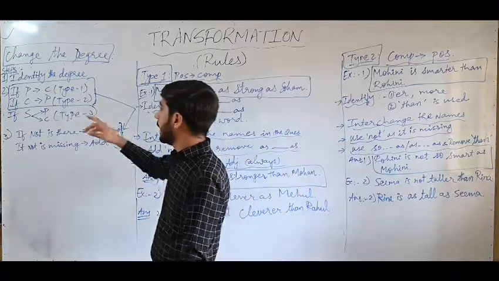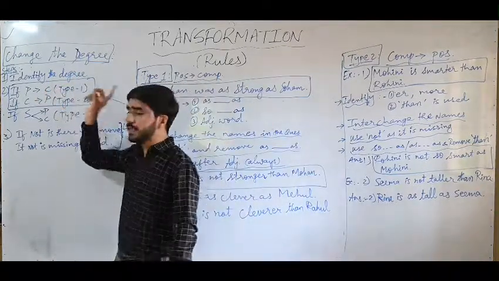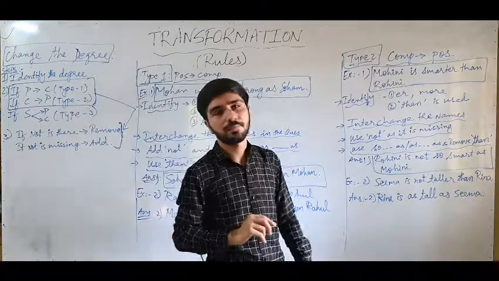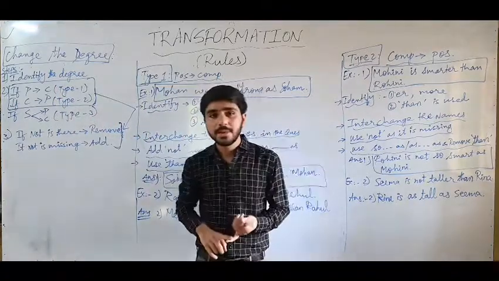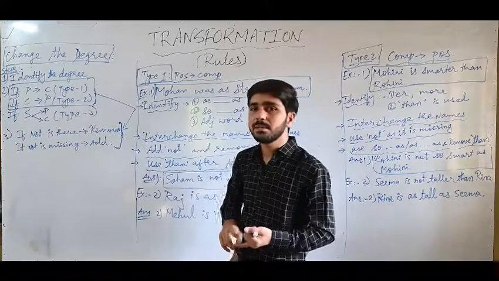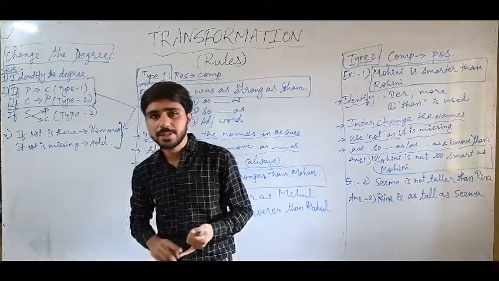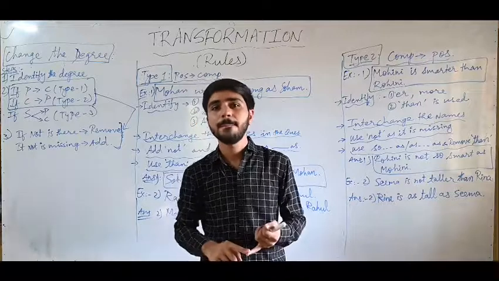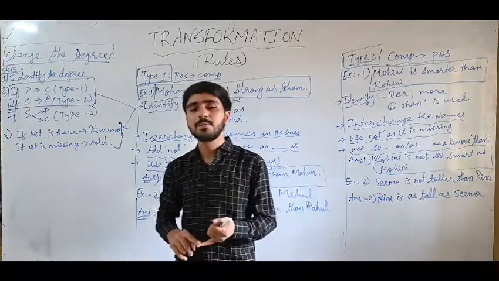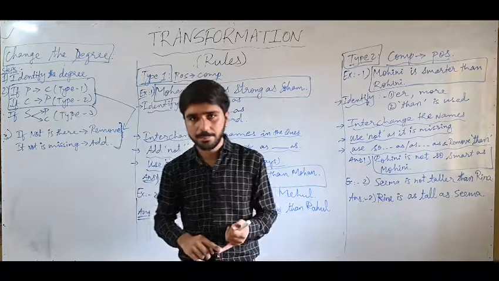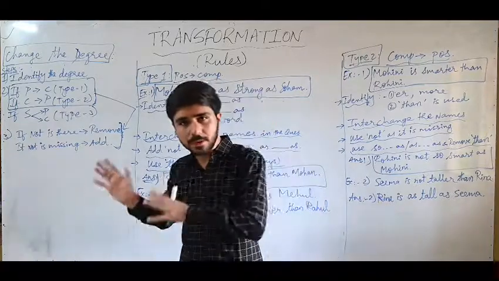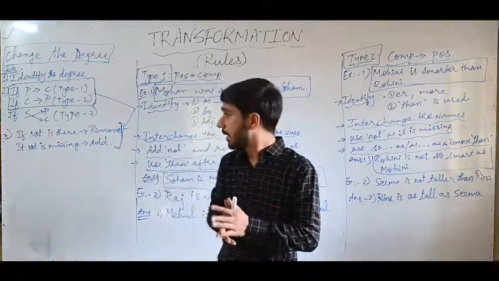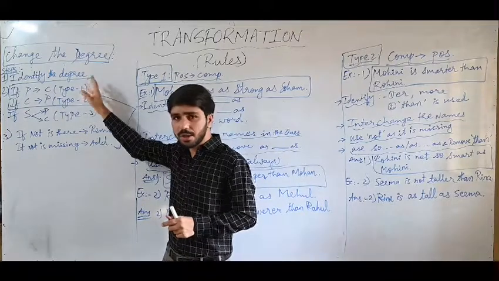Now, first step is identify the degree. How will you identify the degree? If it is given, you have to see the adjective. For example, small, smaller, smallest. If it is small, then it is positive degree. If it is smaller, then it is comparative degree. If it is the smallest, then it is superlative degree. So this is just an example. We will see further how to identify the degrees. Now, first step is over, identification of the degree.